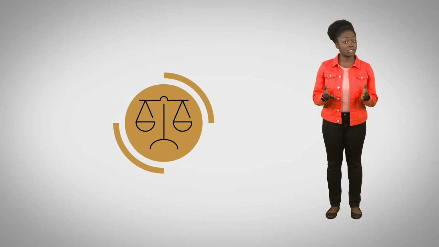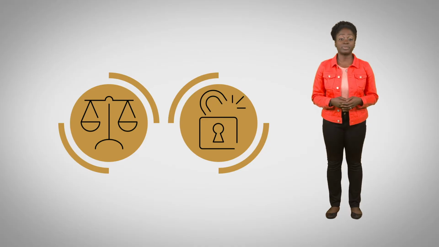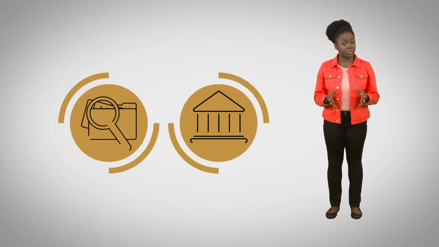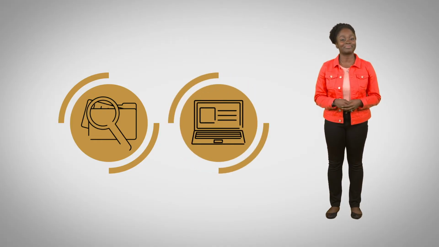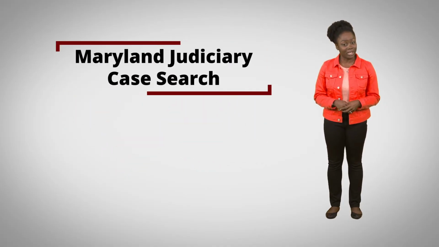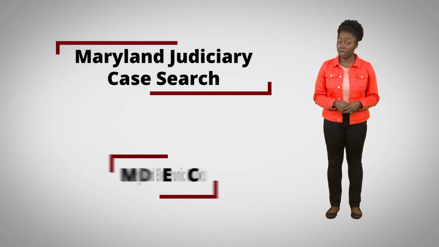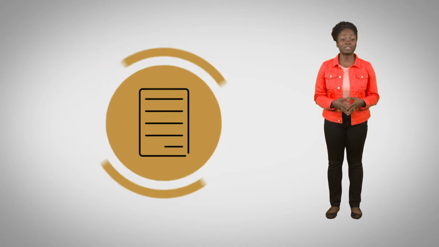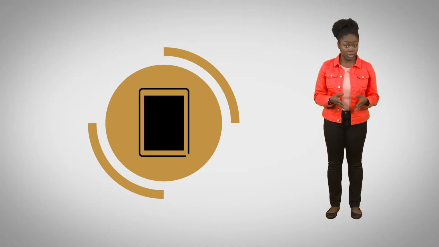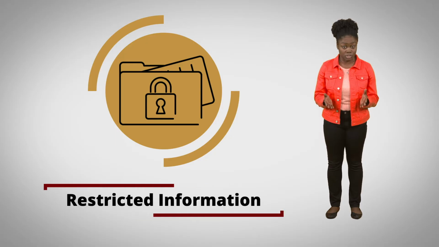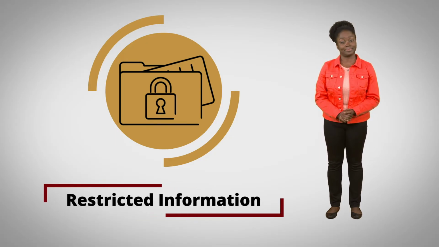Generally, court cases are open to the public. This means that anyone can view the case file at the courthouse. Some case information is also available online. Check Maryland Judiciary Case Search and the Maryland Electronic Courts System, also called MDEC. Sometimes part of a document, the entire document, or even the entire case is defined by law as restricted information. This information is not open to the public.